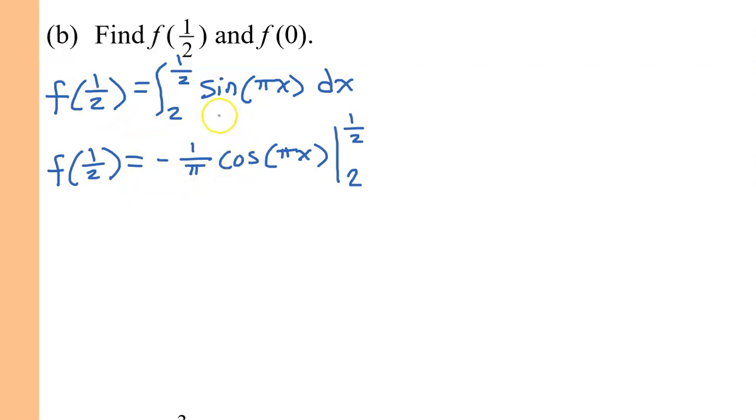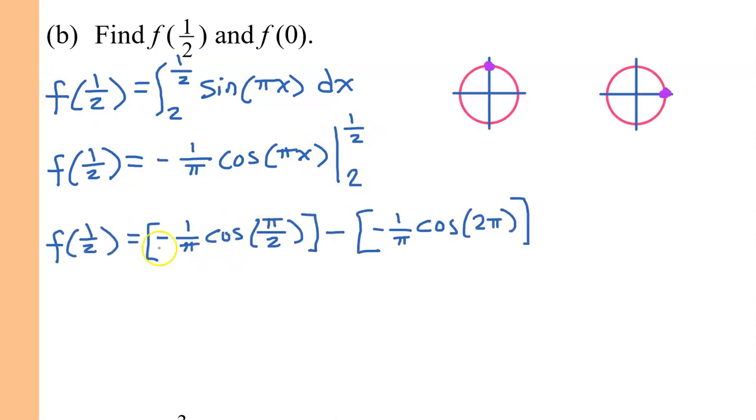In part A, we found that the antiderivative of sine of pi x is negative 1 over pi cosine of pi x because of our mental u substitution. So now we have this. To evaluate, we need to find the value at 1/2 and then subtract the value at 2. So here's the value at 1/2 minus the value at 2.